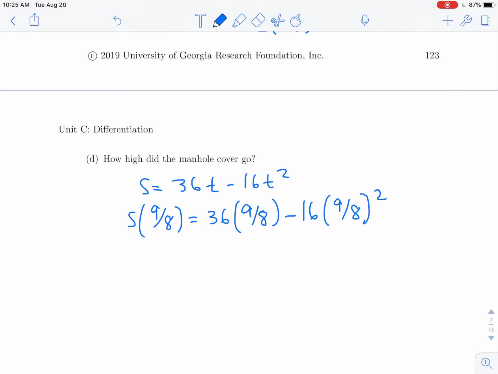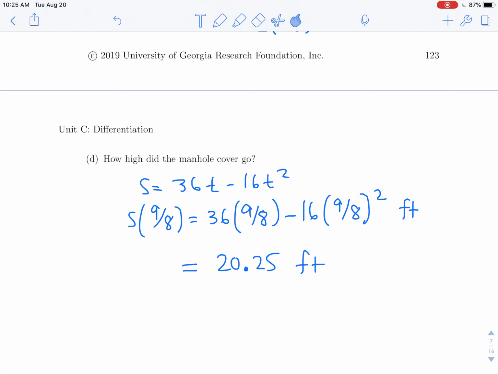So 36 times 9/8 minus 16 times 9/8 quantity squared. And it really doesn't matter what that works out to be. Whatever it is, it's the maximum height. The units there are feet. And I plugged this into a calculator, and it works out to be exactly 20.25, so 20.25 feet.